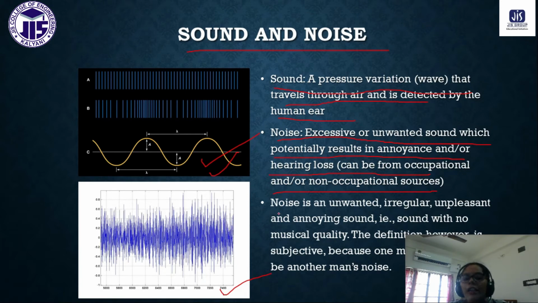Now, noise is unwanted, irregular, unpleasant, and annoying sound, which I have already told you. That is, with no musical quality. Musical sound is very refreshing for us. Why? Because the wave function is periodic. Whatever its amplitude, whatever its wavelength, all are constant. So that is why it's called musical. But for noise we don't have any musical quality. So that is why noise is very unwanted and unpleasant.